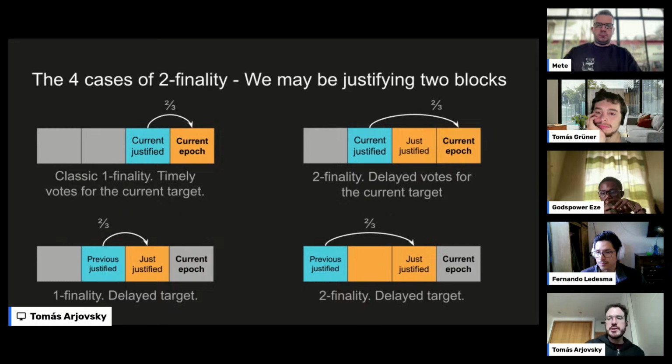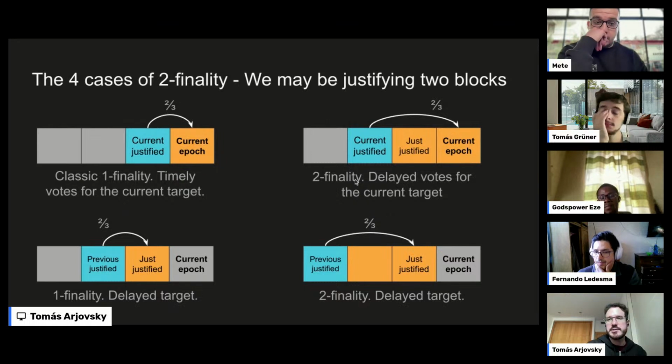But 2-finality basically accounts for delays. So when I'm reviewing, I will review not only the current epoch, I will also review the immediately last epoch, because I could get delayed votes on this one, right? The timely votes will be votes for this one as target, but I will also maybe get votes for this one, and this may be just justified, after processing a single block. So in this case, if this was my current justified, then these 2 get justified, and this one gets finalized. And this is applying 2-finality.